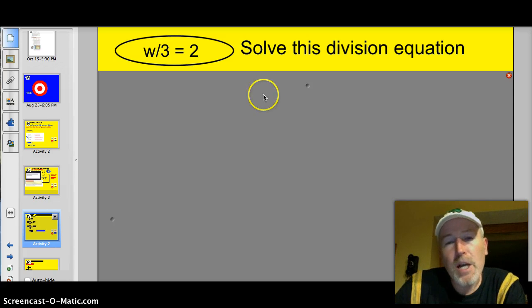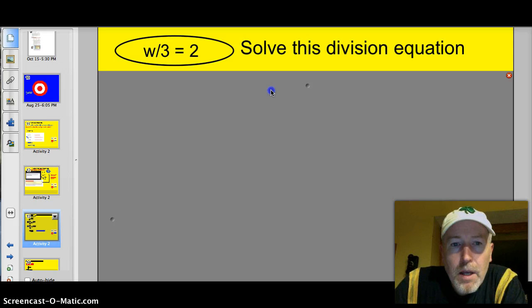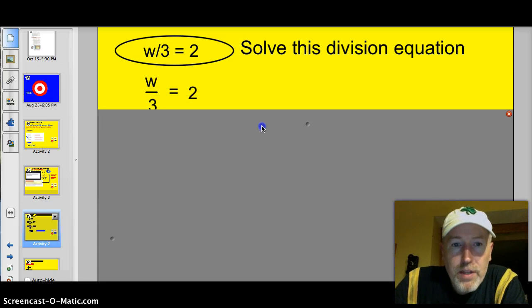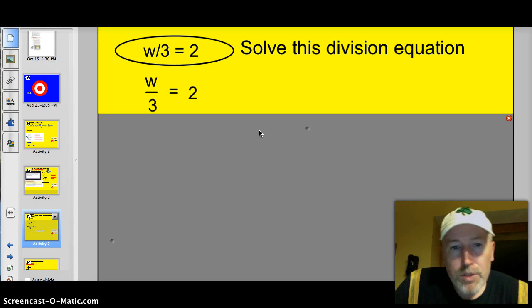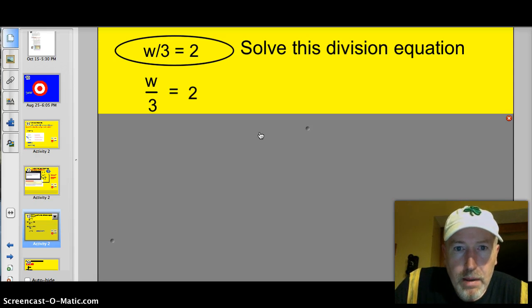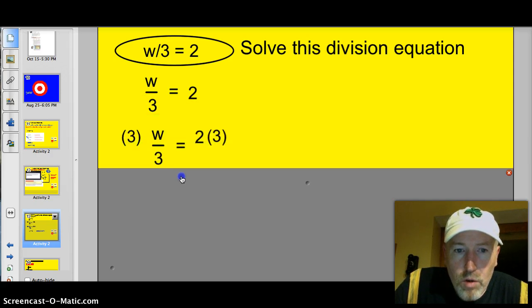All right, let's see how you did. Did you rewrite the equation? I hope you did. So we got w over 3 equals 2. Well, I know I'm going to have to multiply, and I have to multiply by this number here, the bottom number, so that I can get it all by itself. So I multiplied this side by 3 and this side by 3.